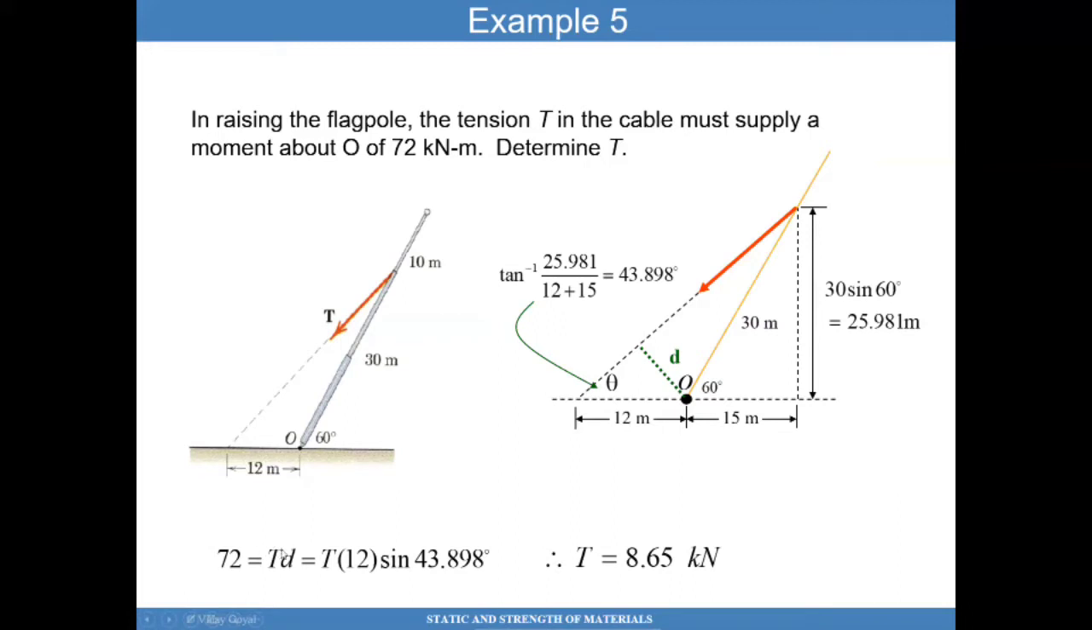And so all you have to do then is, you don't know the tension, but you know the tension times the distance has to be equal to 72. And so very quickly, we can determine the tension on the cable to be 8.65 kilonewtons to make that happen.